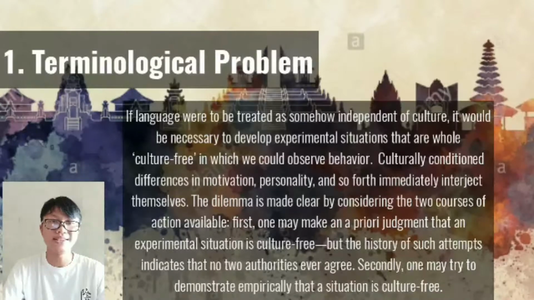The dilemma is made clear by considering the two courses of action available. First, one may make an a priori judgment that an experimental situation is culture-free, but the history of such attempts indicates that no two authorities ever agree. Secondly, one may try to demonstrate empirically that the situation is culture-free.